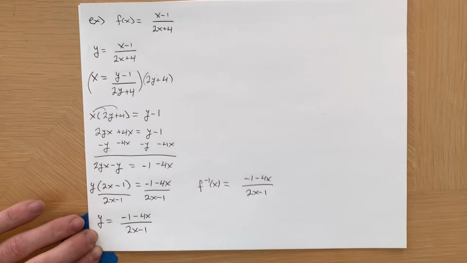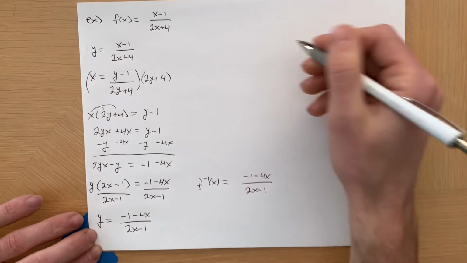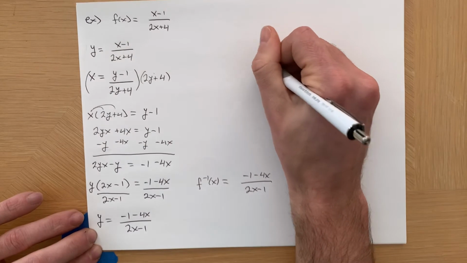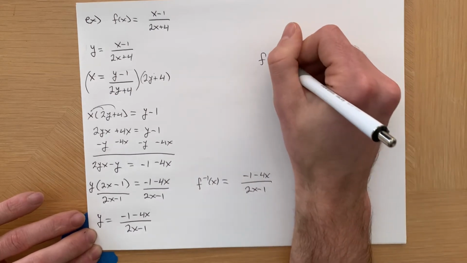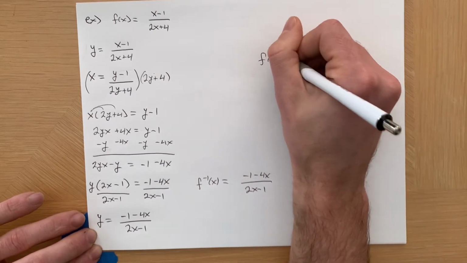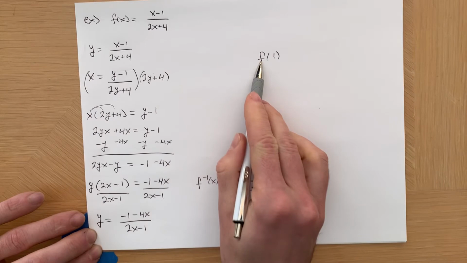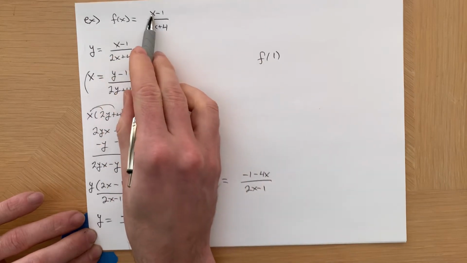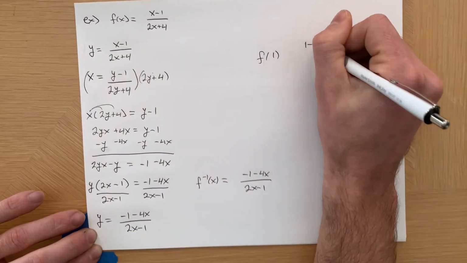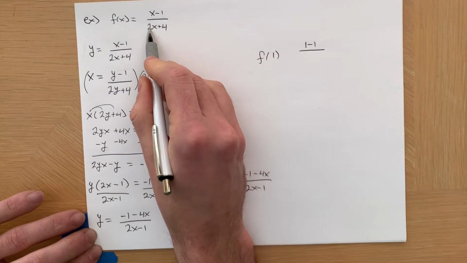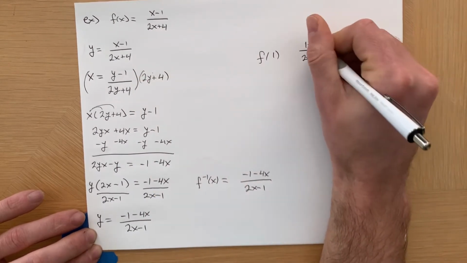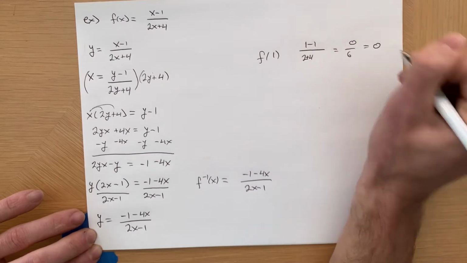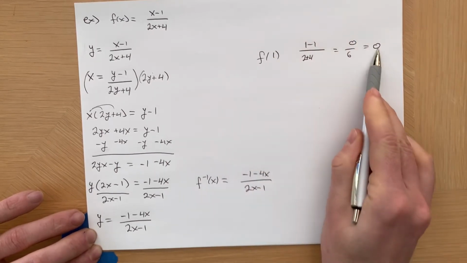And again, as a quick check, we can do that same little thing where we can just pick a number to plug in for f. Let's do f of 1, it will be easy. So let's just see what f of 1 equals. You plug in 1 here, you're going to get 1 minus 1 all over 2 plus 4, which is a 0 over 6, which is equal to 0. So we plug in 1, we get 0.